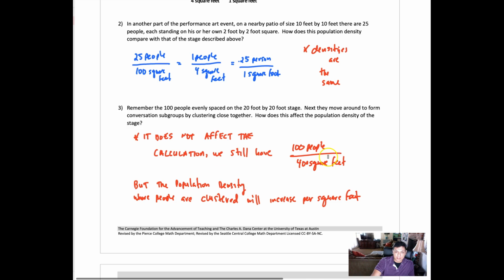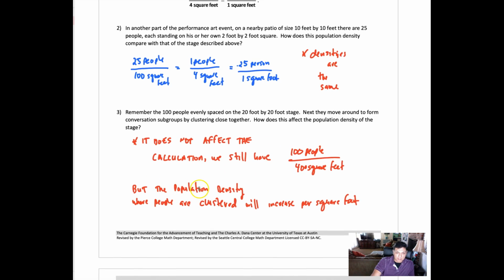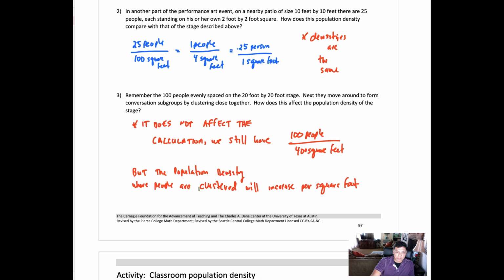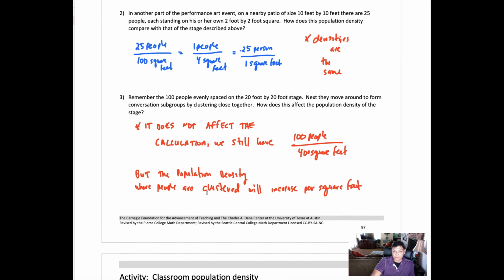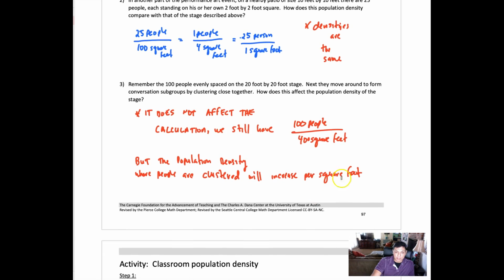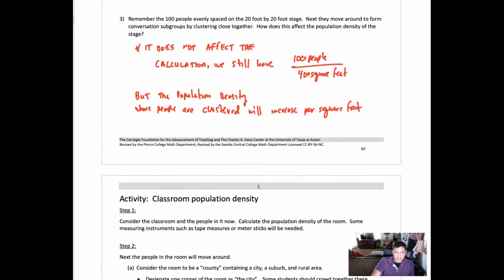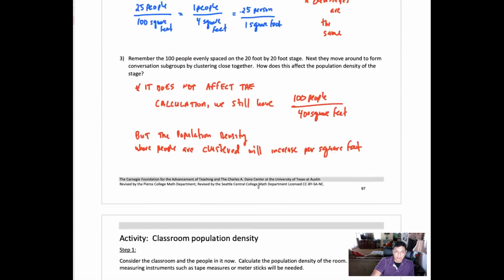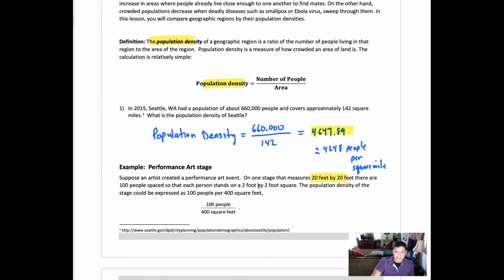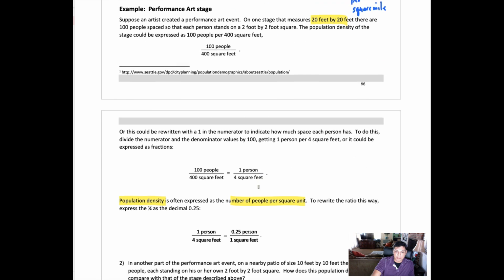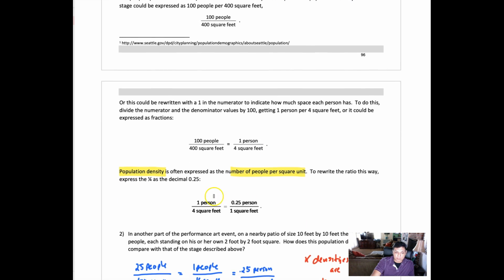But in reality, as you think, that's the overall average. In reality, as people cluster up, the population density where people are clustered will increase per square foot. So technically overall it would be the same, but you can already imagine if people cluster up together, you end up with a different population density if you look at small spaces. So that's the introduction to population density, and then we'll look at this with respect to proportions.